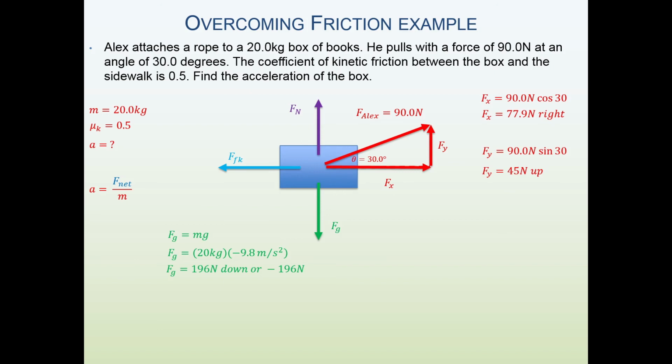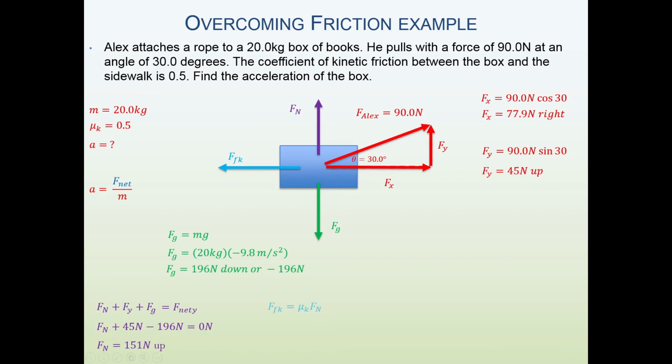To calculate the normal force, we need to recognize that there are only three forces acting on the object vertically: normal force, gravity, and the y component of Alex. These three forces make up the total forces in the y direction. And since there is no indication that the object is flying upwards or sinking through the ground, the net y force is 0. From here, the normal force can be calculated, giving an answer of 151 newtons up.